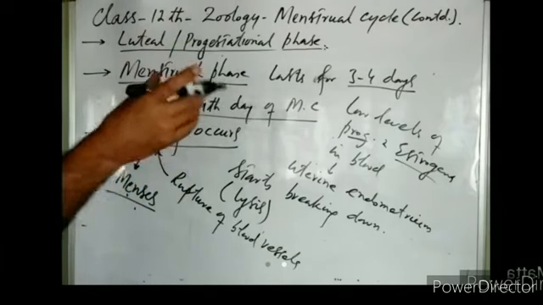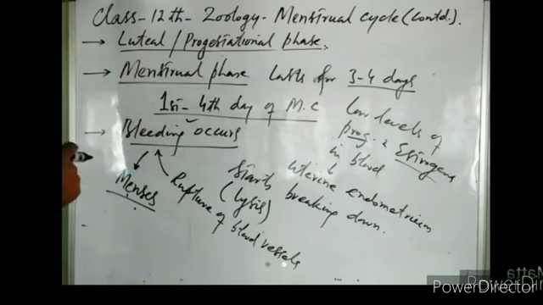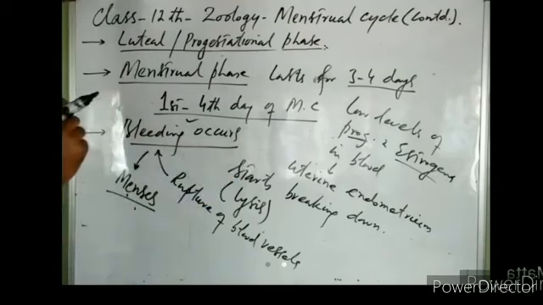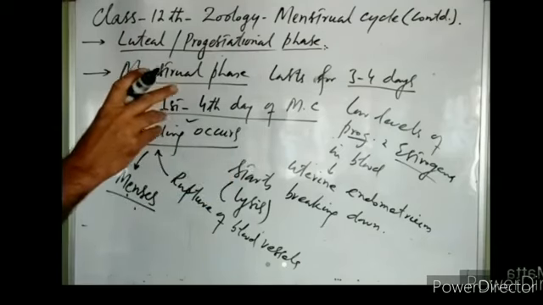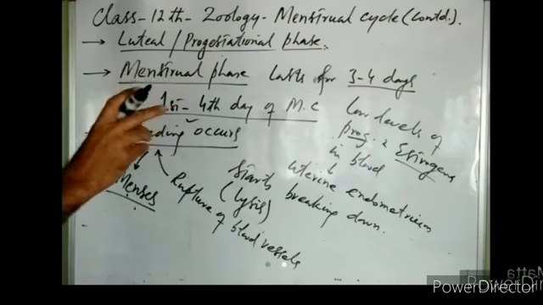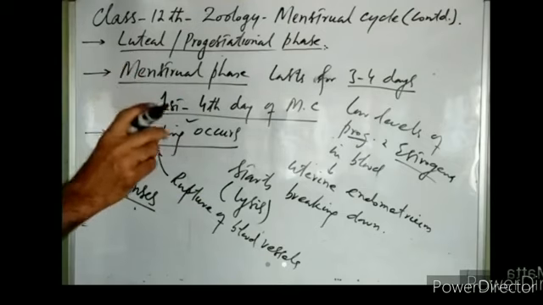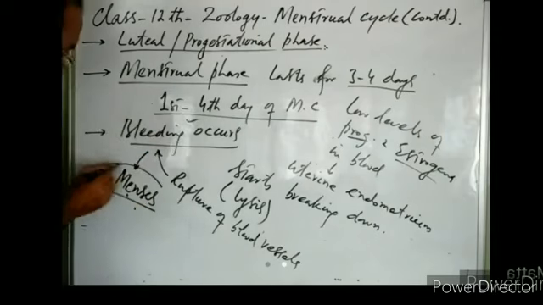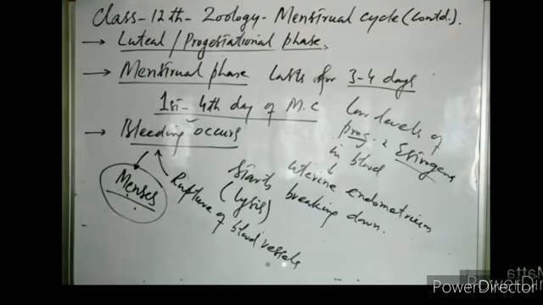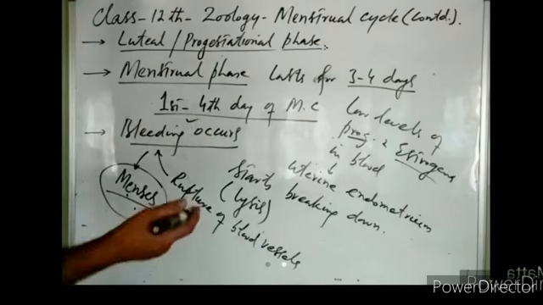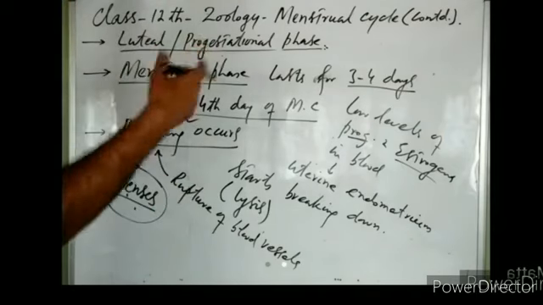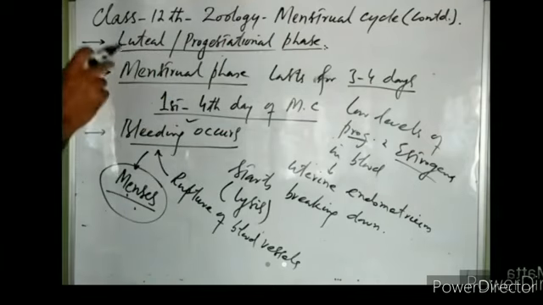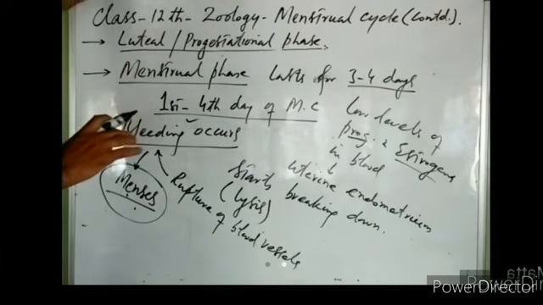This blood then starts flowing out from the female reproductive system, along with the unfertilized ovum and the ruptured tissues of uterine endometrium. This flow of blood is known as menses, right? And when menses occurs, we say menstrual cycle begins, right? As I told you earlier in the very first lecture, this is the first phase of menstrual cycle.